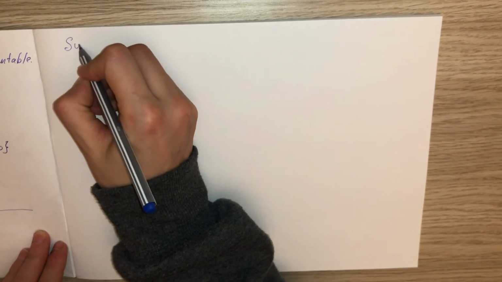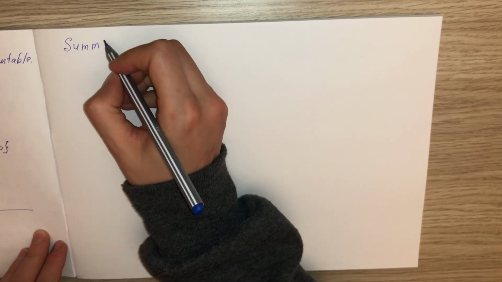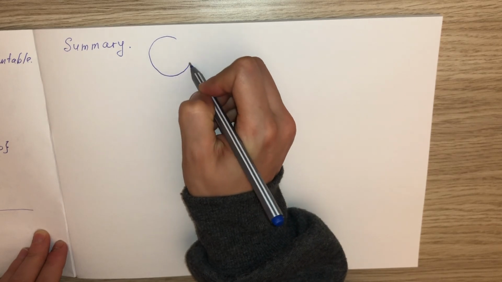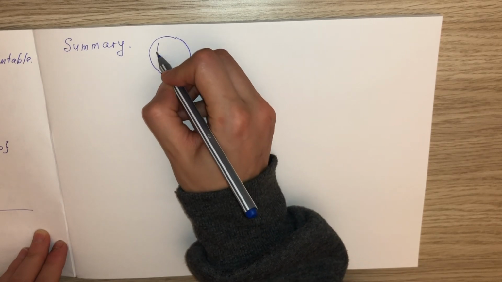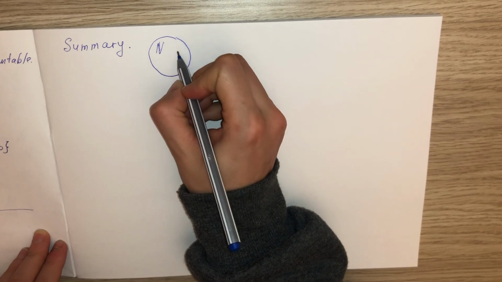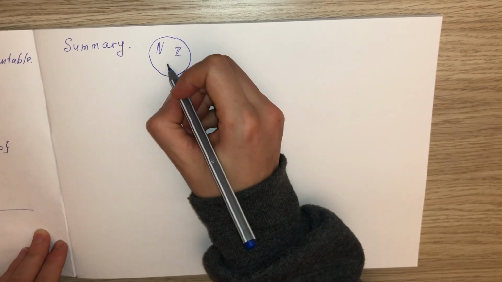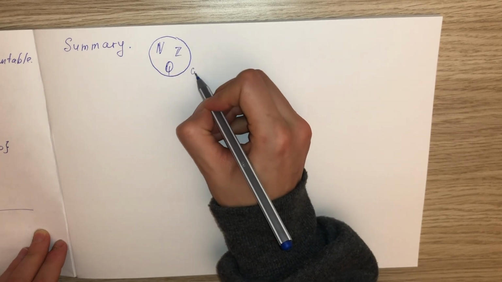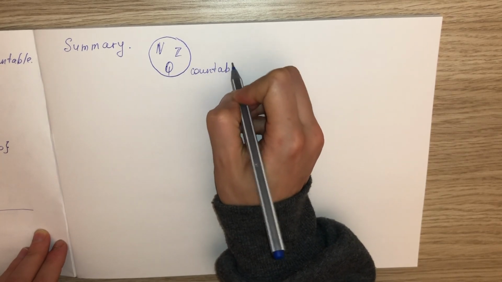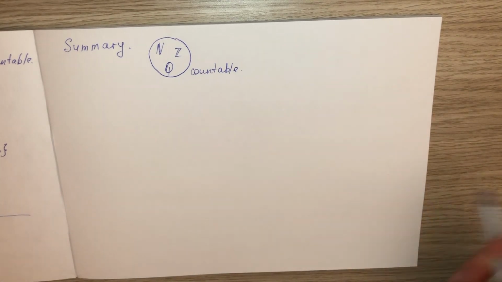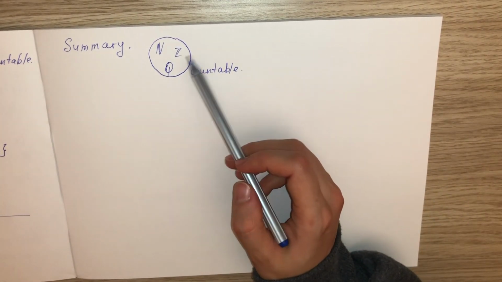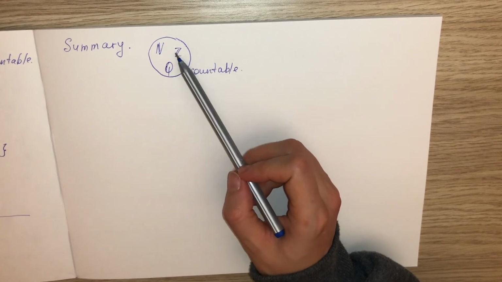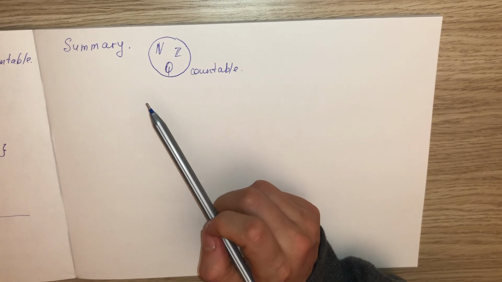So let's summarize our today's lesson. We have learned that natural numbers, integers, and rational numbers are countable. And what is a countable set? A countable set is a set for which we can provide a one-to-one correspondence with the set of natural numbers.